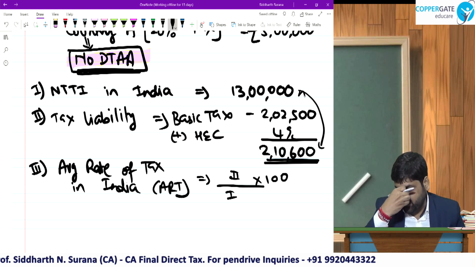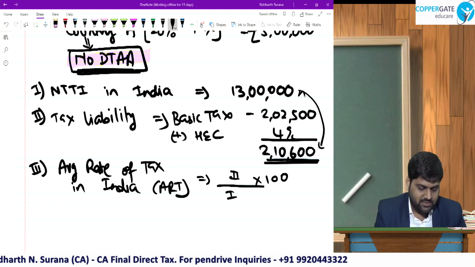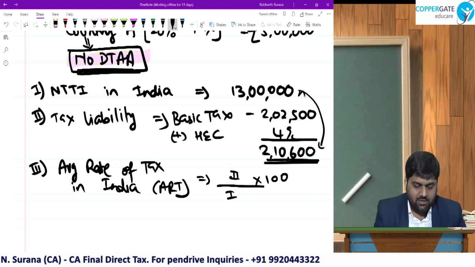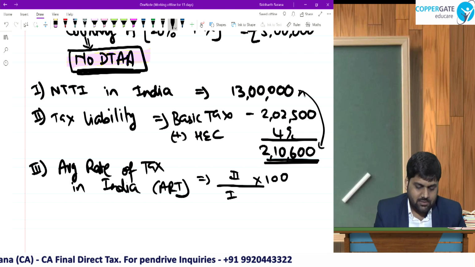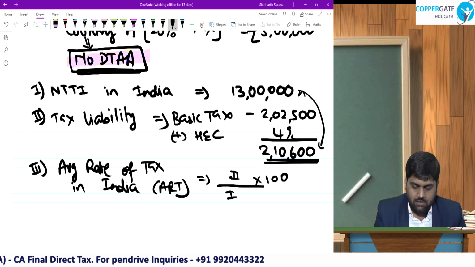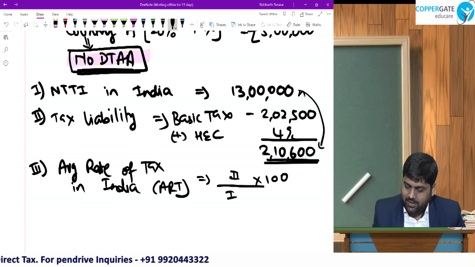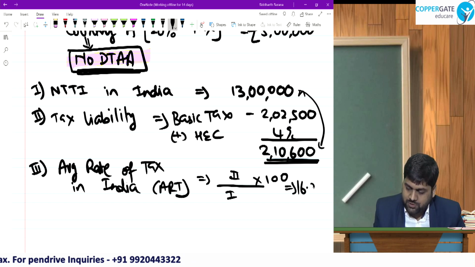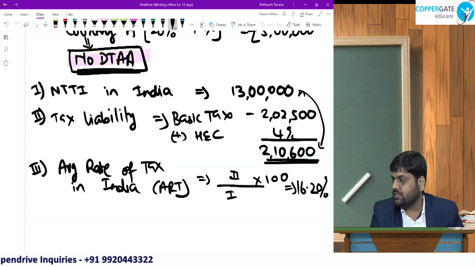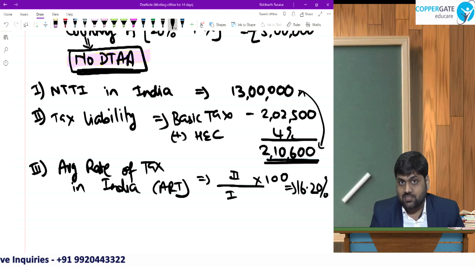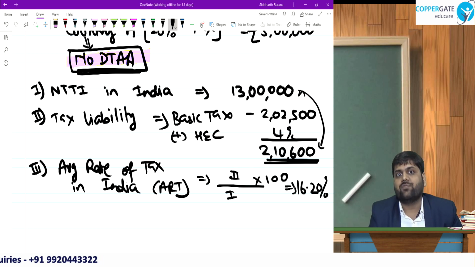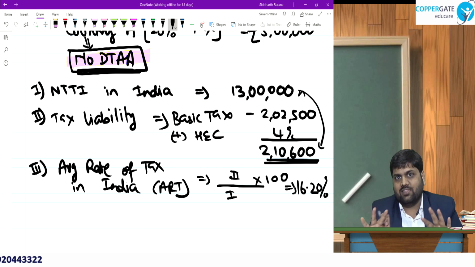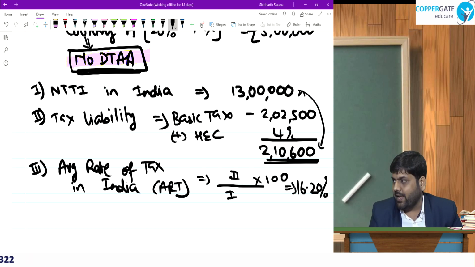Two decimals, please find out, then I will explain further. 2,10,600 divided by 13 lakhs into 100. Can I say 16.20%? 16.2%? And this, please listen to me, is the rate of tax in India. That way in India it is 0, 5, 20, 30. But we have to take this as the rate of tax in India. This is your rate of tax in India.